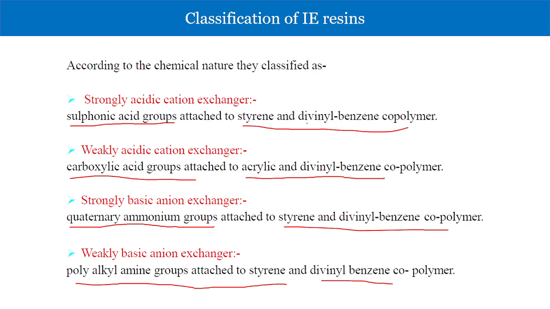So whatever is the thing, it's mostly either attached to styrene and divinyl benzene copolymer, or the acrylic and divinyl benzene polymer. So if it's a strong acid, you have the sulfonic groups. If it's a weak acid, you have the carboxylic groups. For strong base, you have the quaternary amines, and for weak base, you have the polyalkyl amine groups.